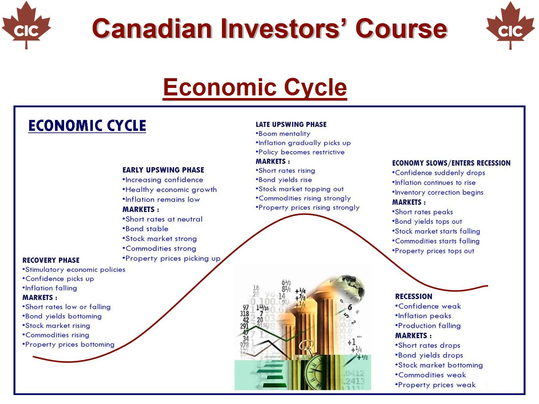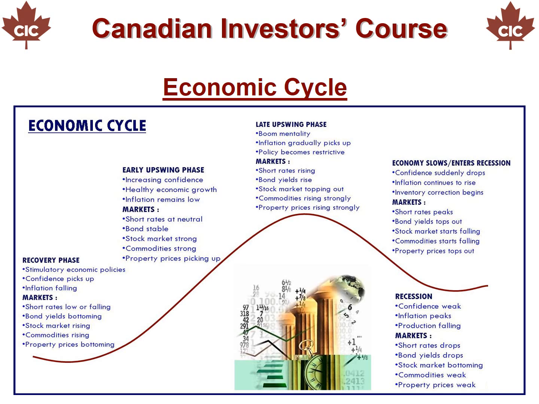And of course, just as it looks the darkest, that's the day before dawn. Dawn in the economic cycle is the recovery phase: stimulatory economic policies, confidence picks up, inflation falls, short-term rates low or falling, bond yields bottoming, stock market rising, commodities rising, property prices probably bottoming. And then the early upswing phase, which is just before the late upswing phase where we started: increases in confidence, healthy economic growth, inflation remains low, short-term rates are normal, bonds are stable.